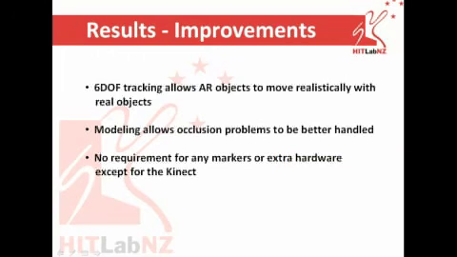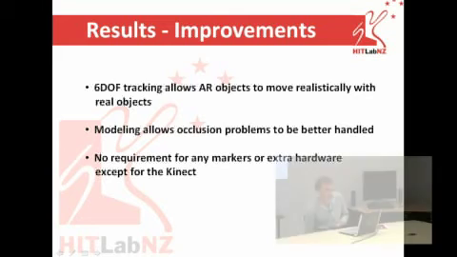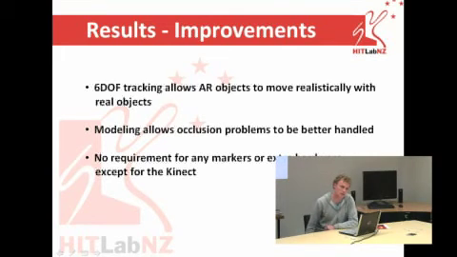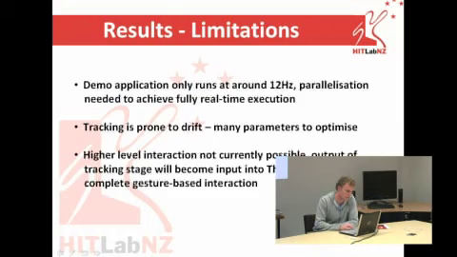So the improvements that I managed to achieve: we can now do 6 degree of freedom tracking, so tracking in 3D, which is great because we can allow all sorts of new interactions. We have not yet tried it, but the models we've built up will allow occlusion to be solved in a better way. And we don't need any extra hardware. All we need is a Kinect. Don't need any markers, don't need anything like that. So it should make for quite a good, cheap setup for various different applications.